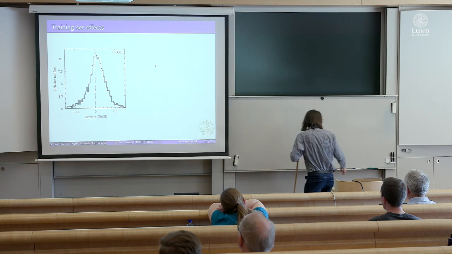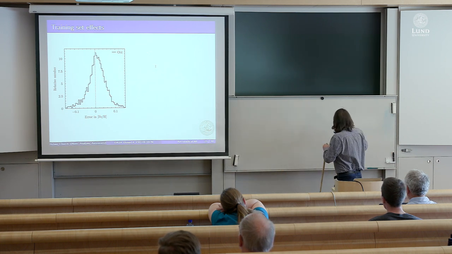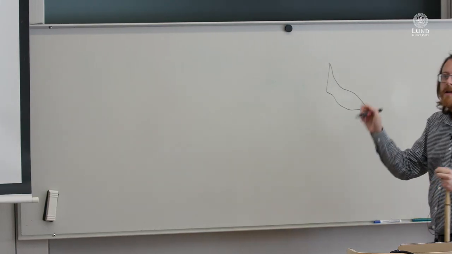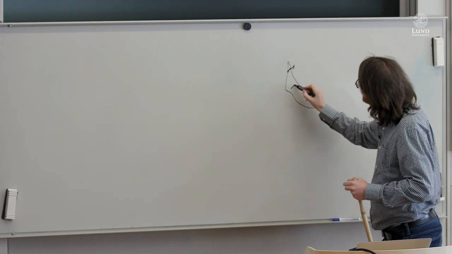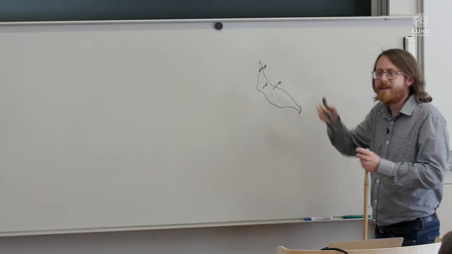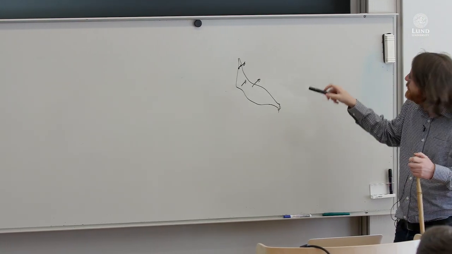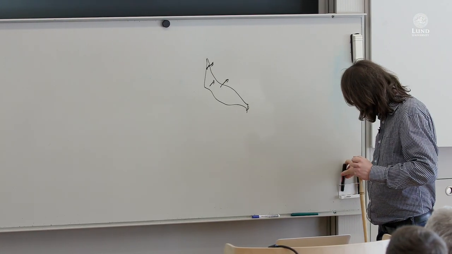But if you take a training set with some locus in your space, say temperature and gravity, and you perturb it a bit, sometimes you go outside the space for the training set.